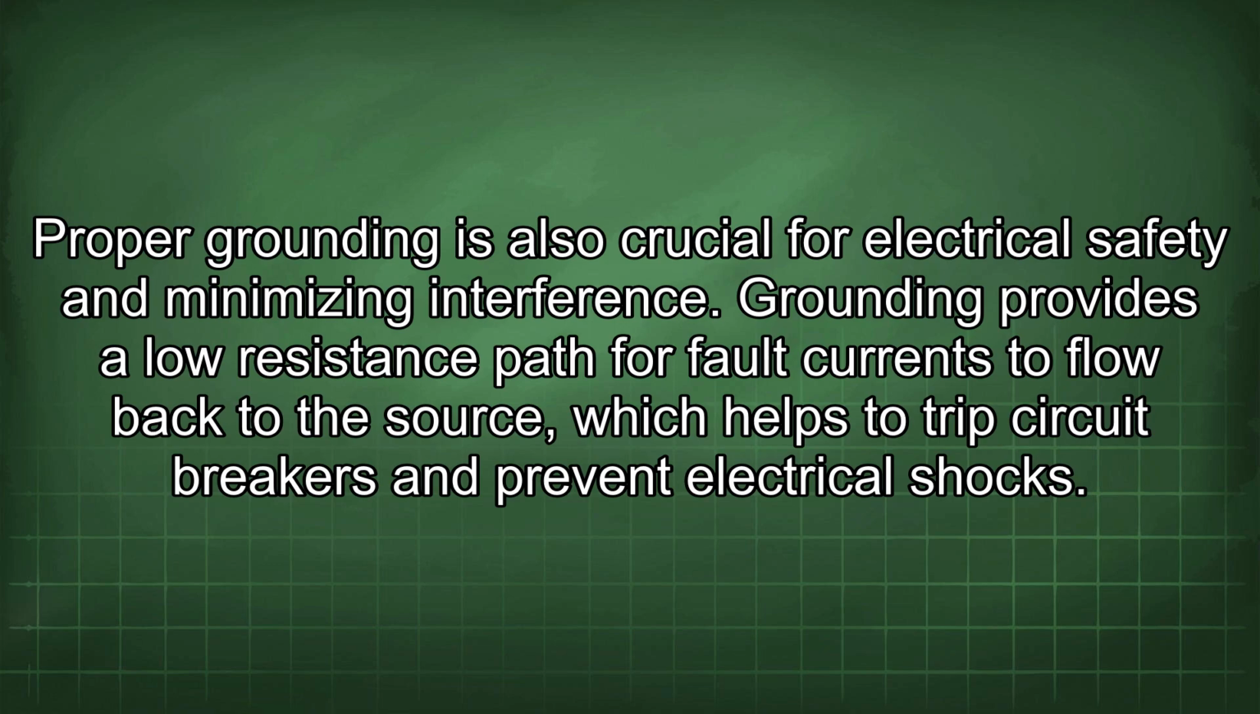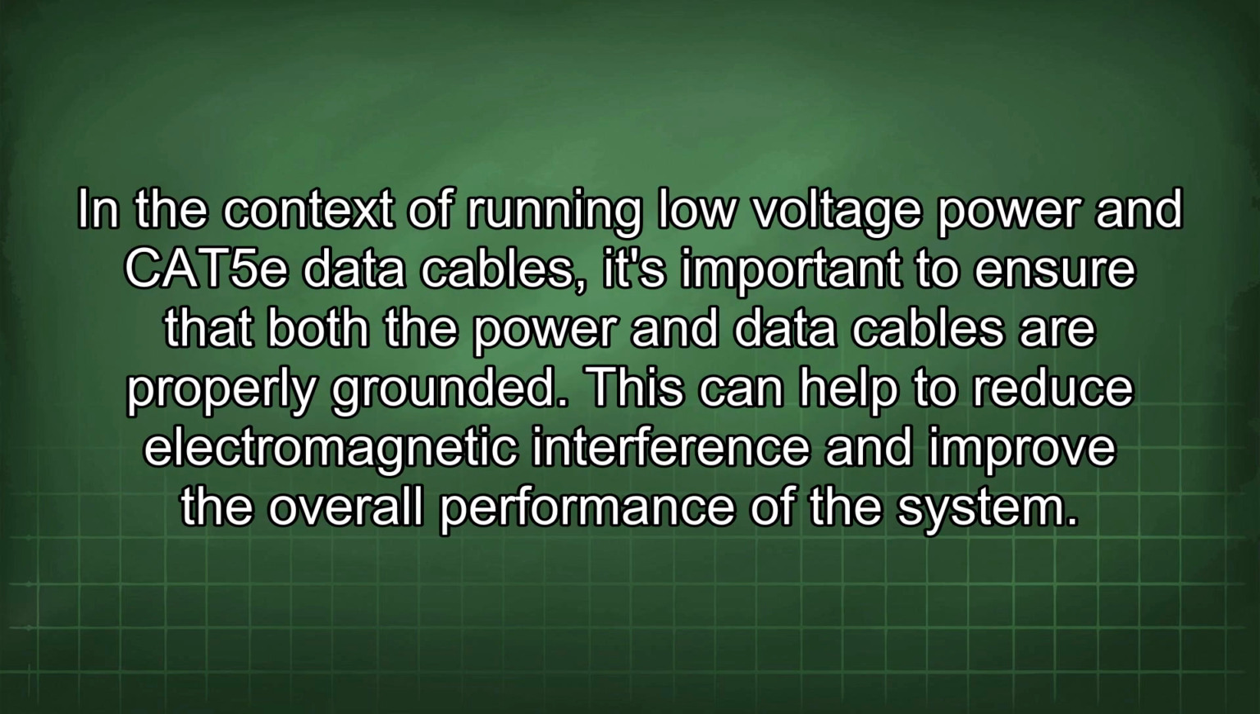Grounding provides a low resistance path for fault currents to flow back to the source, which helps to trip circuit breakers and prevent electrical shocks. In the context of running low voltage power and CAT5e data cables, it's important to ensure that both the power and data cables are properly grounded. This can help to reduce electromagnetic interference and improve the overall performance of the system.